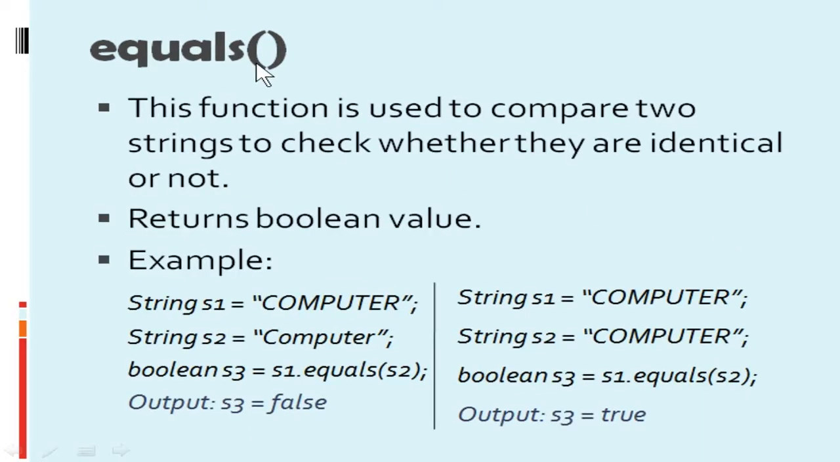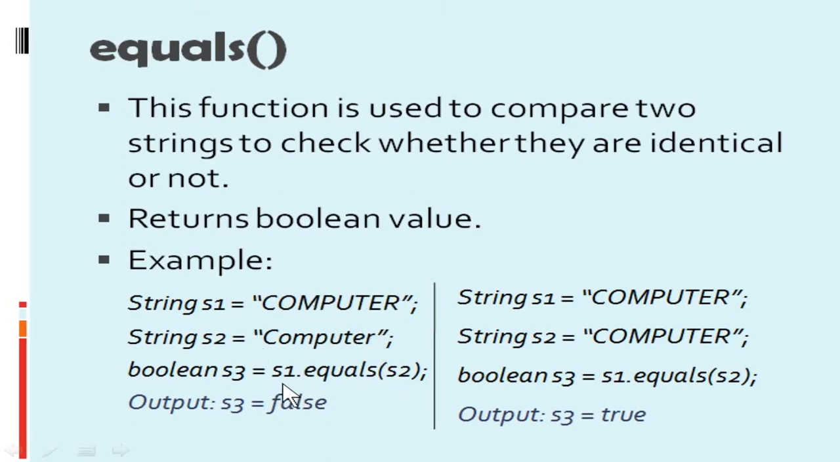Next function is the equals function. This is used to compare two strings to check whether they are identical or not. It compares both the strings given. If it is equal, then it will return true, that is a boolean value, or if it is not equal, it returns false. The example given is s1 equal to computer, s2 is also computer, but you can see the case is different. The first one is uppercase, the second one is lowercase.